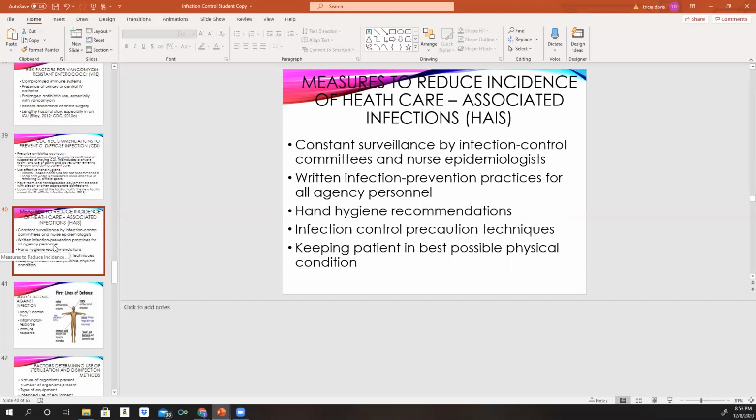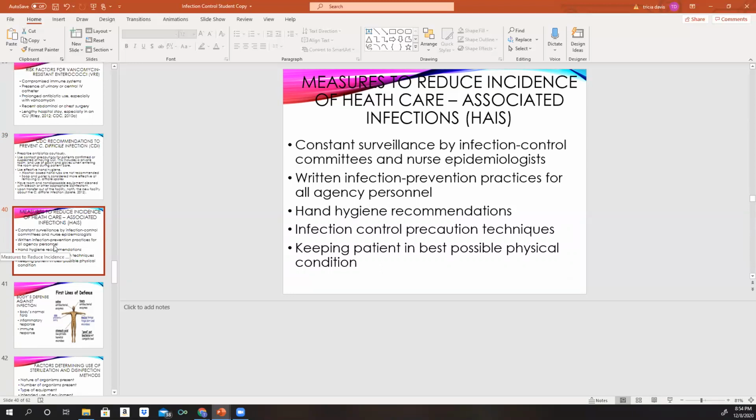So what measures can we take to reduce the incidence of healthcare-associated infections or nosocomial infections? We can have constant surveillance by infection control committees, like a nurse epidemiologist. Every hospital has an infection control team. That's their job. They monitor the hospital for infections, how to prevent them, what can we do, what can we improve. They know the latest and greatest evidence-based interventions to keep us from spreading infection.